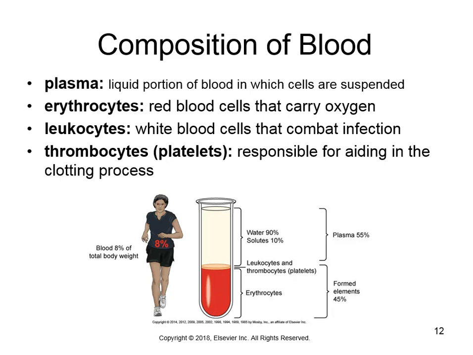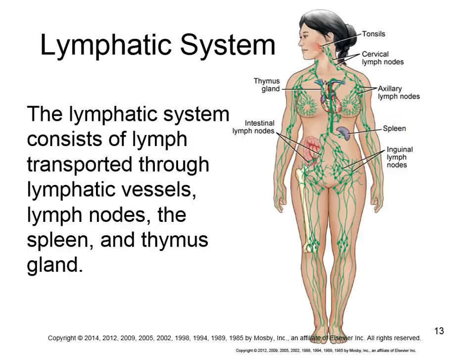Those are your white blood cells, part of the immune system. And then we also have what we call platelets, or thrombocytes. And these are the clotting cells. So anytime you cut yourself, they're responsible for stopping the bleeding and scabbing over that area. And then collectively, blood in your body is about 8% of how much you weigh.